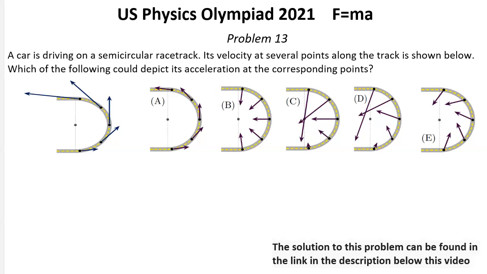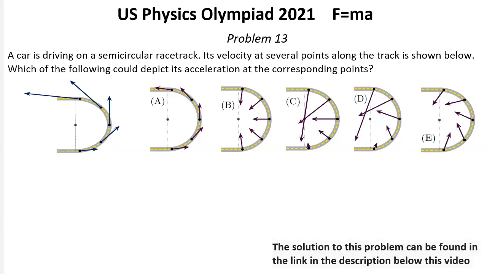Solution for problem number 13. Because the car is speeding up, its acceleration has a tangential component. It means a component parallel to the racetrack. Because the car is turning, its acceleration also has a component v squared over r directed towards the center of the track. Since v increases throughout the turn, this inward radial acceleration increases through the turn.